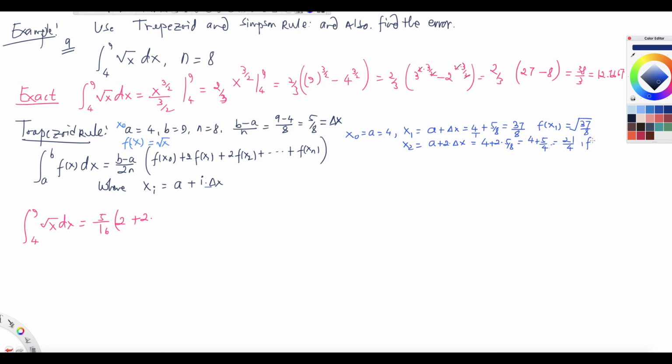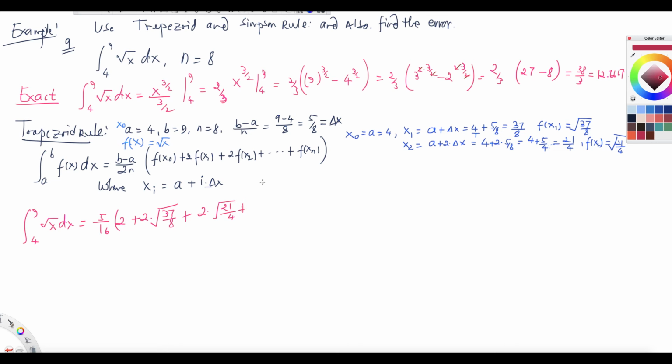So what will be f of x2 then? f of x is root x, so if you replace x by x2, that is 21 over 4, that will be root under 21 over 4. You continue like that, x3, x4, x5, x6, x7, and then x8. That's what you should be doing. Let me plug that in. So 2 times root under 37 over 8, that is f of x1, plus 2 times f of x2, which is root under 21 over 4.